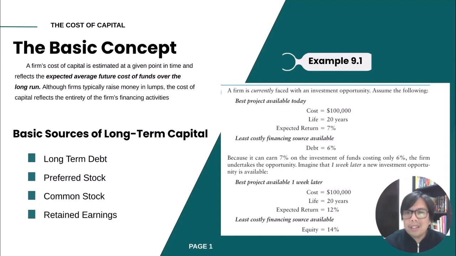Imagine that one week later, a new investment opportunity is available. Best project available one week later: the cost is $100,000, the life is 20 years, and the expected return is 12%. The least costly financing source available, equity, is 14%. In this chapter, we are going to understand how to decide in terms of investment.